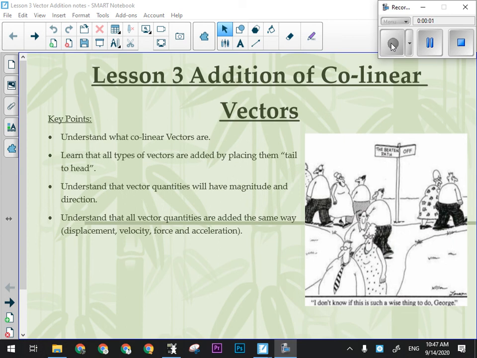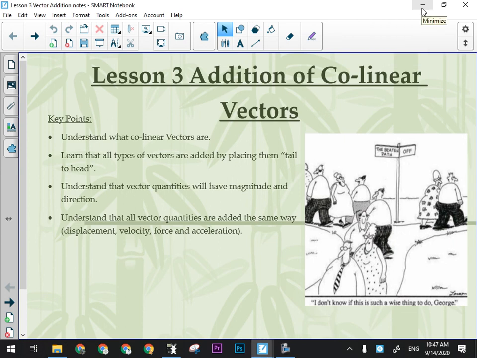Okay, so here's the good news about the vector addition stuff we'll talk about today. Very little of it will be new. This is all going to be pretty straightforward stuff. We'll look at what collinear vectors are, and we may even get to perpendicular vectors.